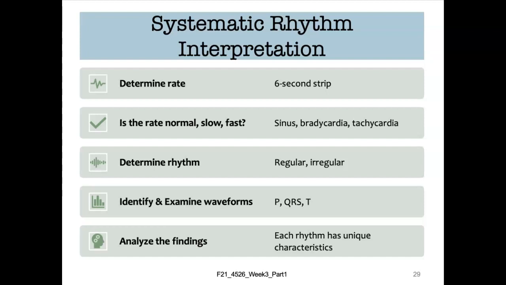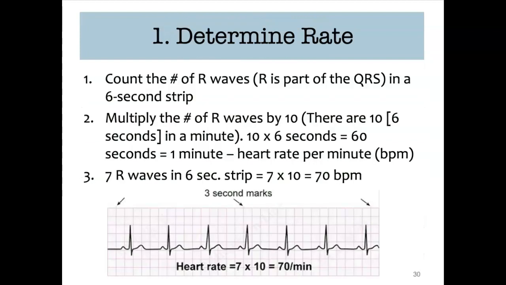You're going to identify an example waveform. So is there a P? Is there a QRS? Is there a T? And then you're going to analyze the findings. And remember, each rhythm has unique characteristics. So let's start off by determining the rate.